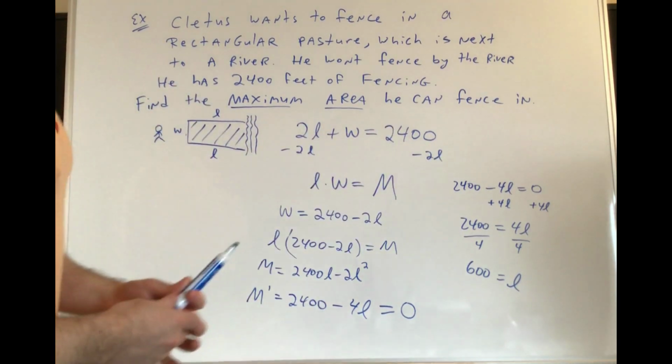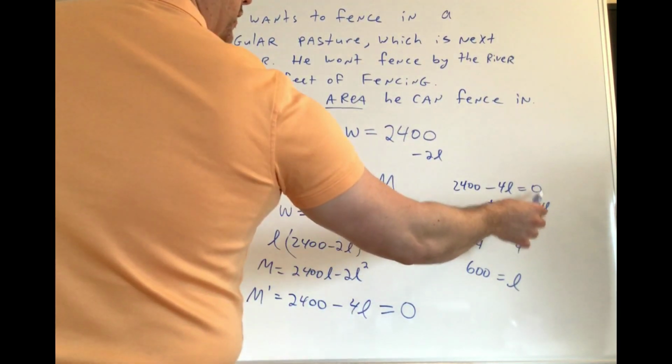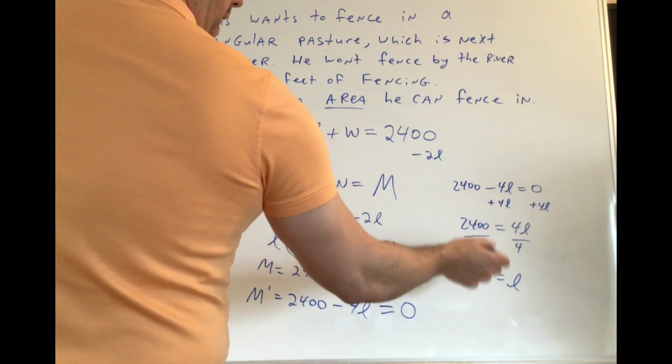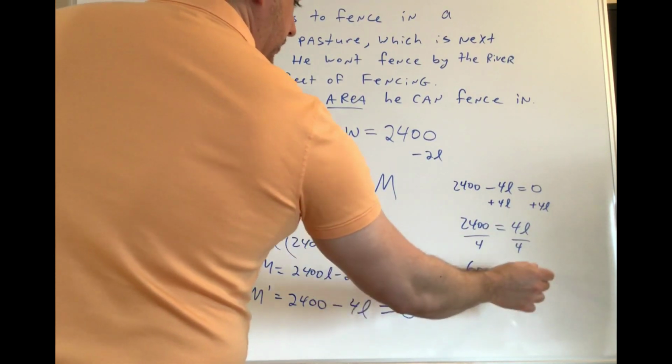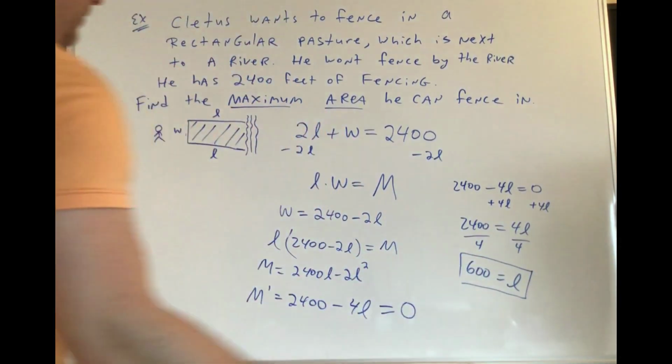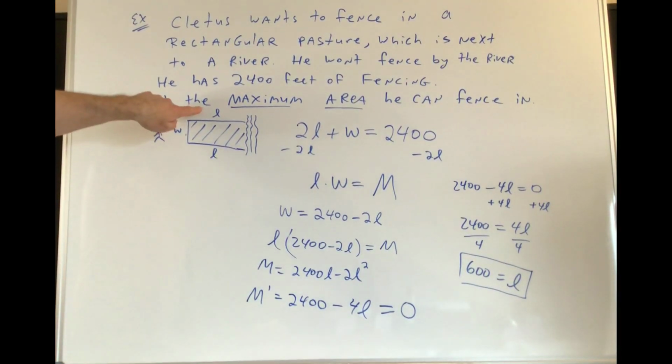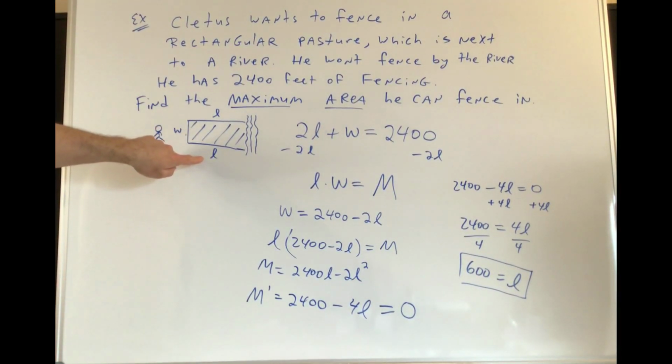2,400 minus 4L is 0. Add 4L to both sides. Divide by 4. Pow! L is 600. What do I do? I don't know what this means. It means that this side is 600, and this side is 600.